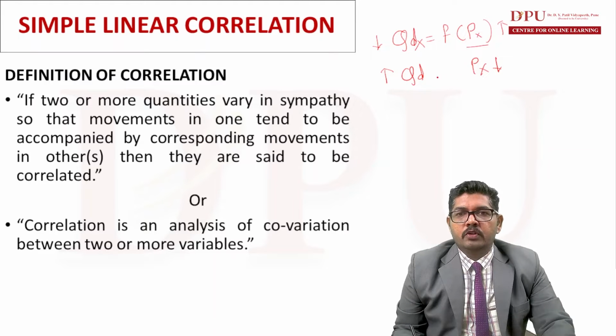So in this case, this QD, the quantity demanded, is a dependent variable, and Px, that is price of commodity X, is the independent variable. So by changes in the independent variable, there are changes in the dependent variable, and these two variables are correlated. So correlation is an analysis of covariation between two or more variables. It is an analysis of how the two variables vary with respect to each other. That is what correlation is.